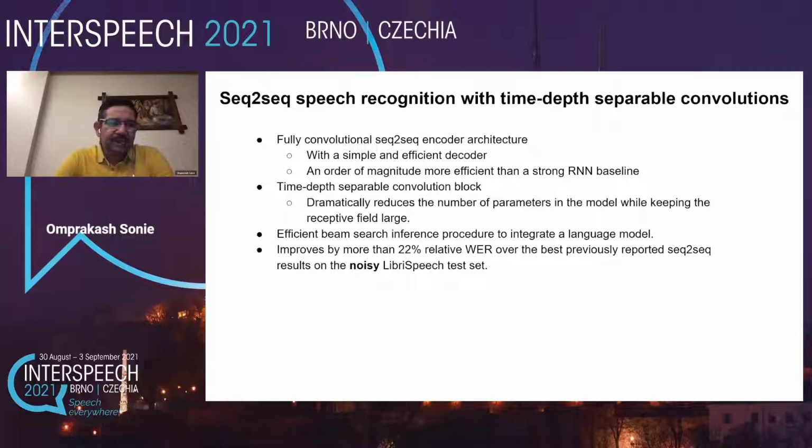The intuition, or the big advantage, of the time depth separable convolution block is that it dynamically reduces the number of parameters in the model, but we are still able to keep the receptive field large. Effective beam search can also be integrated with a language model, and it has shown definite improvement over the best seq-to-seq model. And as I mentioned earlier, from a comparison point of view, we usually compare on the noisy LibriSpeech dataset.